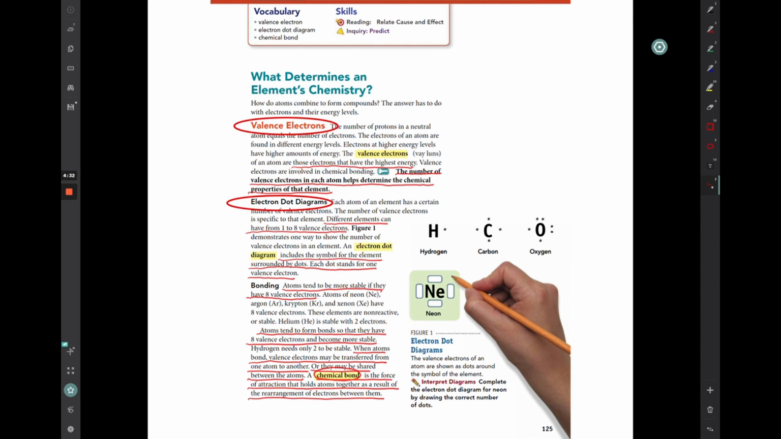Hydrogen only has 1 valence electron, so we put the dot to the right. Carbon has 4 valence electrons, so we go 1, 2, 3, 4.